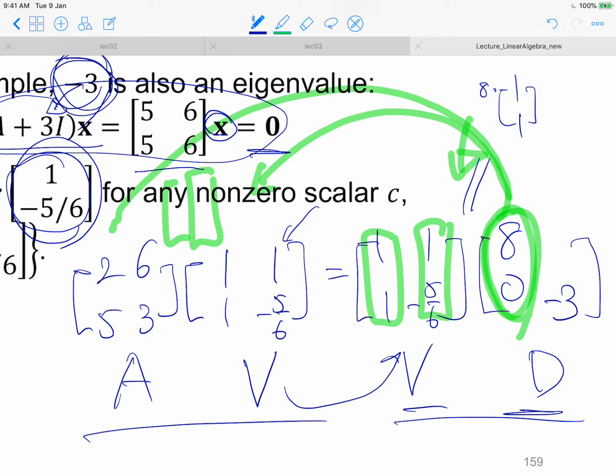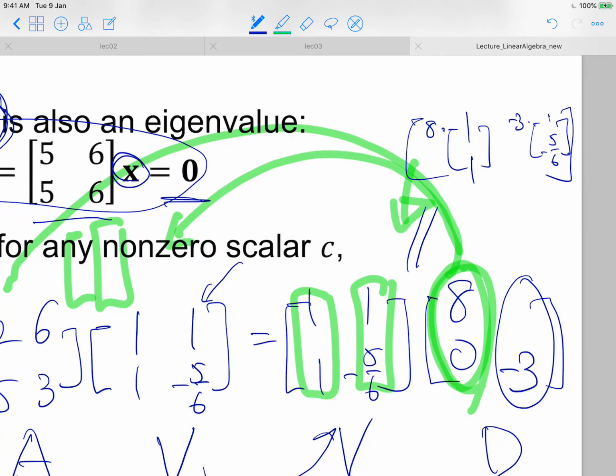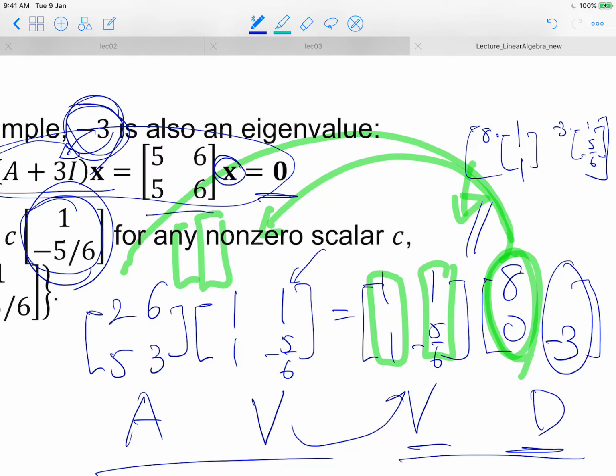Okay, and then what about the second column? It is represented as negative 3 times (1, negative 5/6), right? Okay, so this is the resulting matrix, right? So far so good, right? And now let's look at the left hand side.